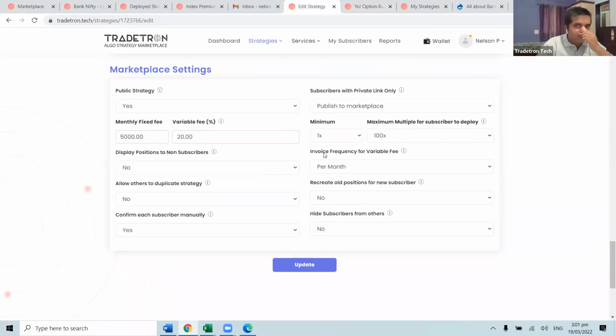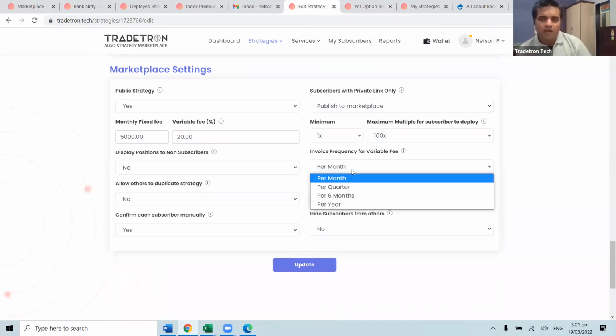Okay. The next is invoice frequency for the variable fee. So this is important. If you put up a strategy on the marketplace, there will be an invoice that you will be generating. Tradetron allows you to generate an invoice for the client on a per month, per quarter, or per 6 months frequency. Per month is the minimum invoice frequency that you can charge.